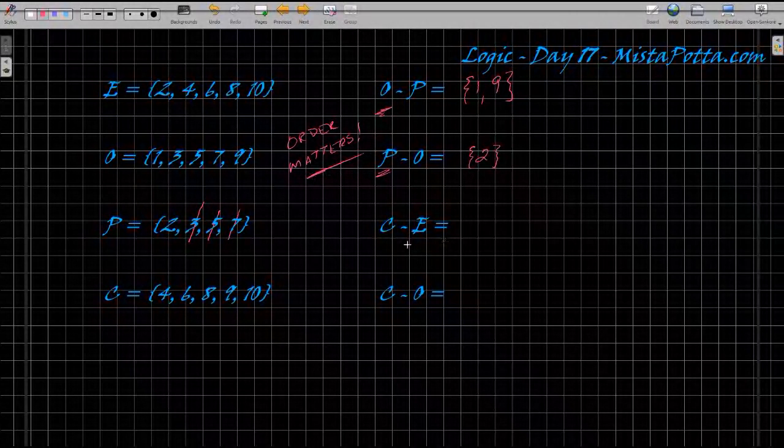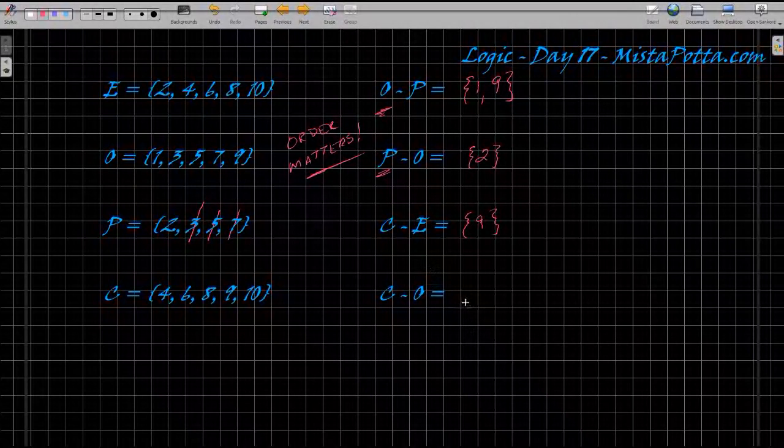So let me do the same thing down here. If I was to take C minus E, I'm starting with these composites and taking away the even numbers. That means I'm only going to be left with the element 9 in my set. Now notice I still have a set. A subtraction is a set, so I still have to draw those braces. But it's a set containing only one element.